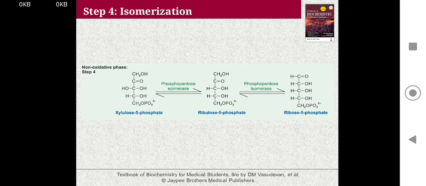Now step 4, it is isomerization. It is the non-oxidative stage. Here ribulose 5-phosphate is epimerized to xylulose 5-phosphate. What is an epimer? A change at 1 carbon. At the third carbon, H and OH are epimerized. Now ribulose 5-phosphate is also isomerized to ribose 5-phosphate.